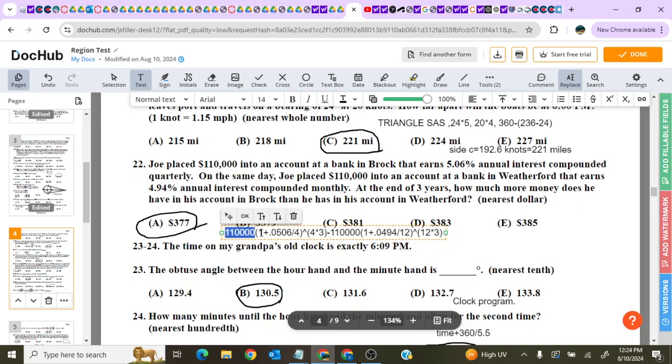The amount of money you originally put in times 1 plus the rate divided by 4, powered to 4 times the time, gives you the amount in the first account, and then you have to subtract that from the amount in the second account. Well, it's compounded monthly. Take 1 plus your rate, divide by 12 because there are 12 months in a year, and then multiply time by 12. And if you do that, you'll get a value of 377.